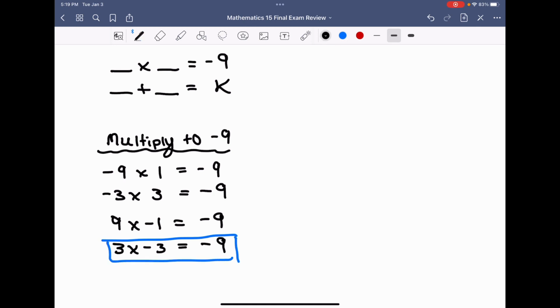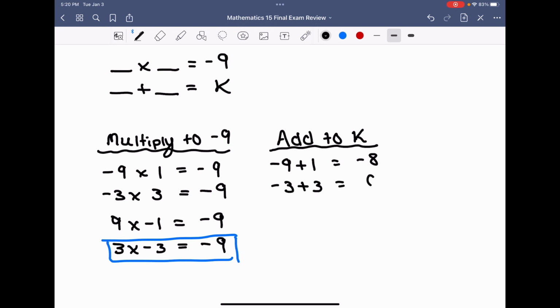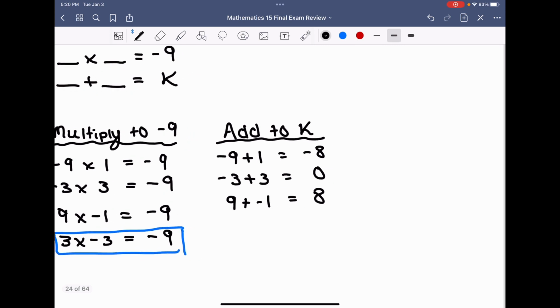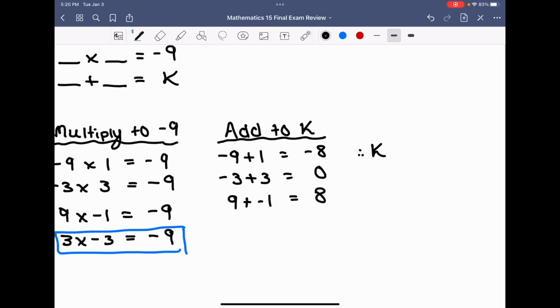Now, we know it has to add to make k, or that middle number. And so when we add these numbers, -9 plus 1 is equal to -8. We have -3 plus 3 is equal to 0. And then we have 9 plus a -1, which is equal to +8. So our options, therefore k can equal ±8 and 0. If you're unfamiliar with this symbol, when we put the plus and minus directly above and below each other, what that's saying is that it can be either or. It could be +8 or -8. It could also be 0.